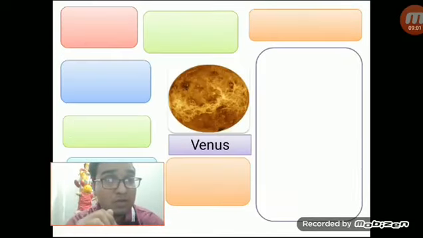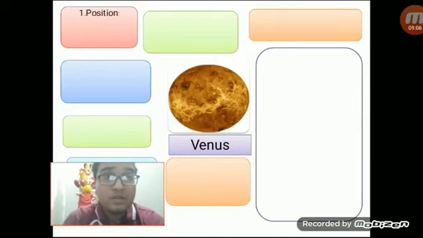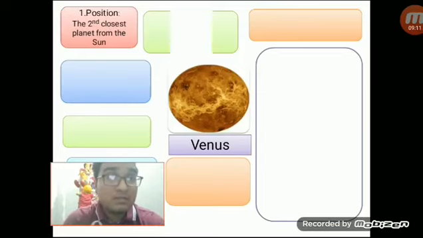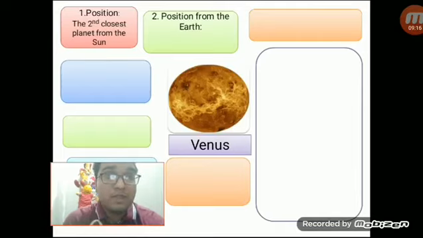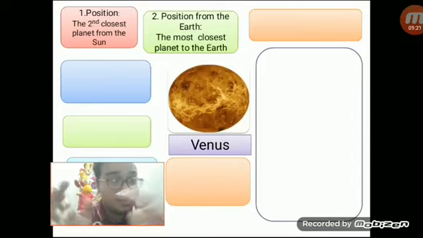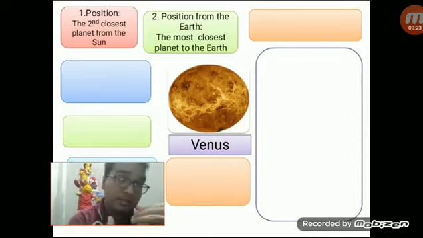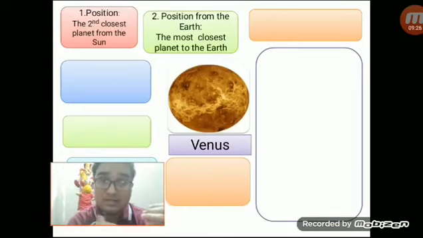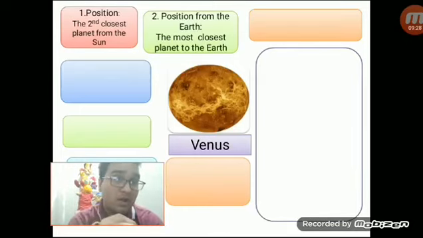So dear students, now I am going to discuss the planet Venus. First of all, position: it is the second closest planet from the sun. Then position from the earth: it is the closest planet to the earth. So Venus is the closest planet to the earth. This is very vital information, both for MCQ and when you write down an answer about the planet Venus.